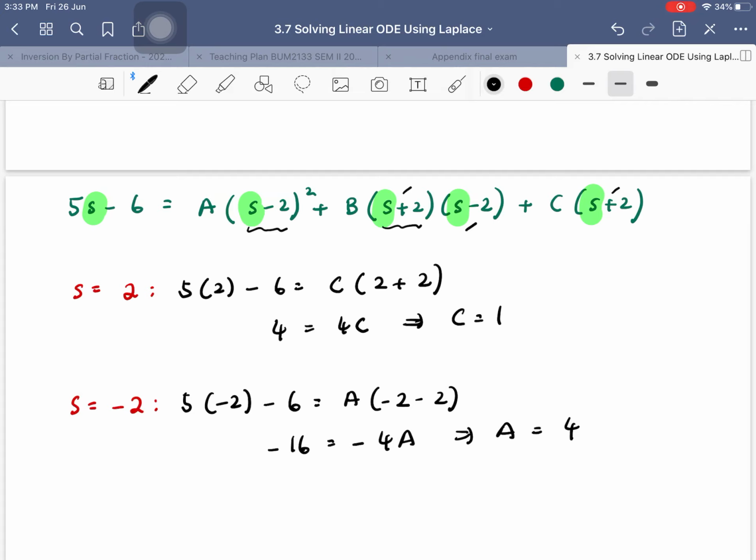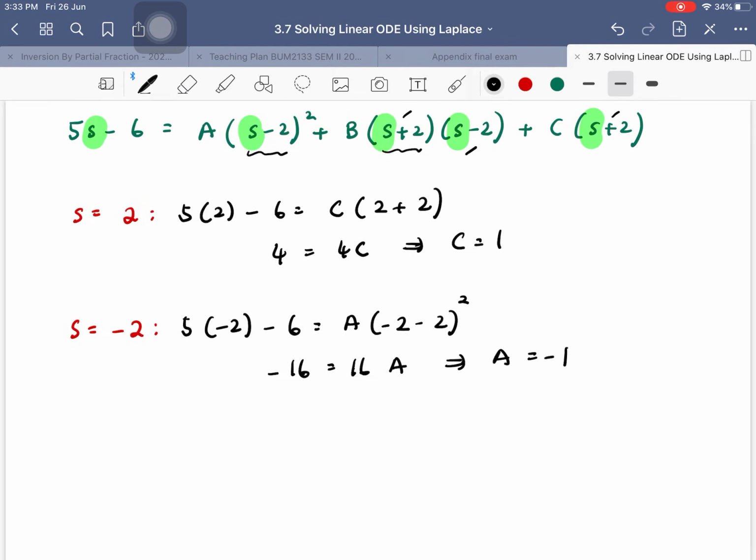So I missed out a square, didn't I? So that's negative 2 minus 2, squared. So let's correct that. And this is not going to be 4 anymore. So it's going to equal negative 4 squared. That's going to be 16A. So therefore, my A value is going to equal negative 1. So please be careful. Don't make such a mistake in the final exam.